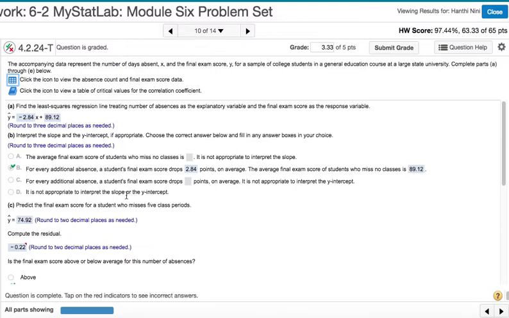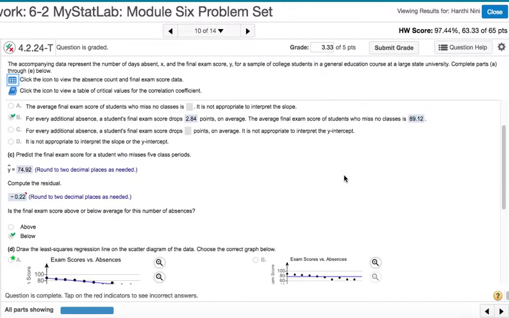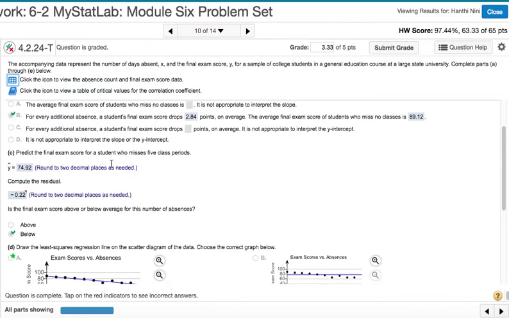Let's just see why C and D are incorrect. Here, C says it is not appropriate to interpret the y-intercept. That's not the case, and we just did it up here. And then D says it is not appropriate to interpret the slope or the y-intercept. That's false. We interpreted both. So good.